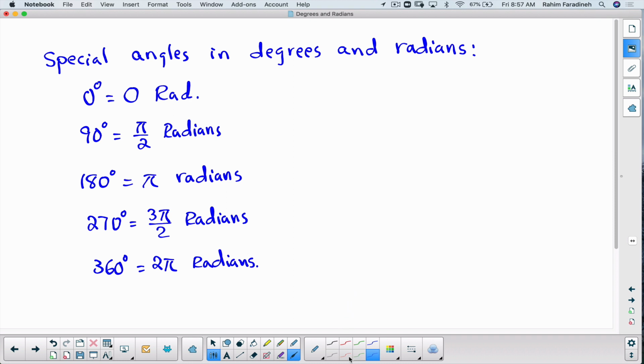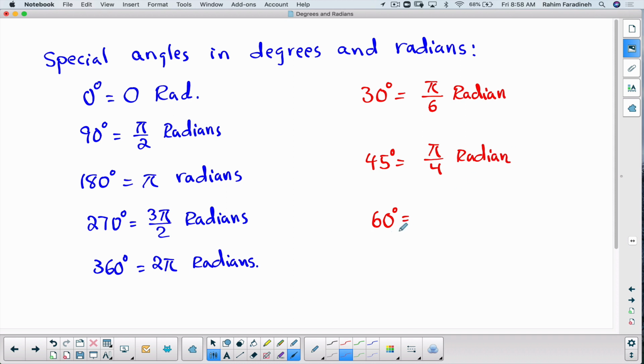Now the other ones that are very special and will be used a lot are the 30-degree angle, the 45-degree angle, and the 60-degree angle. The 30-degree angle would be pi over 6 radians. The 45 degrees would be pi over 4 radians. And 60 degrees would be pi over 3 radians. Now, in another lecture, we will look at radians in terms of the area of a sector, the arc length, as well as the central angle, which will be measured in radians.